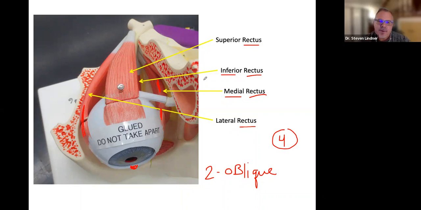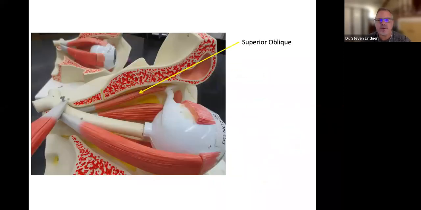Now there's a superior oblique and an inferior oblique. Right here, I'm going to see if I can outline it, coming around this way, going through that groove. That's your superior oblique. And then right here, coming around this way, that's the inferior oblique. I'm going to see if I can show it again in another view.